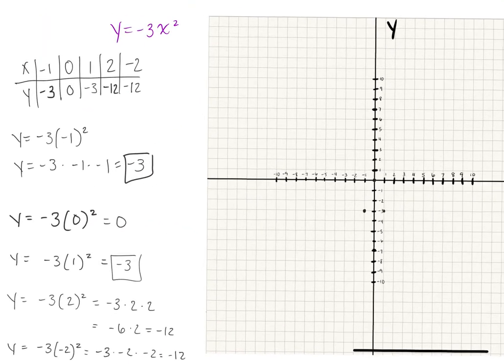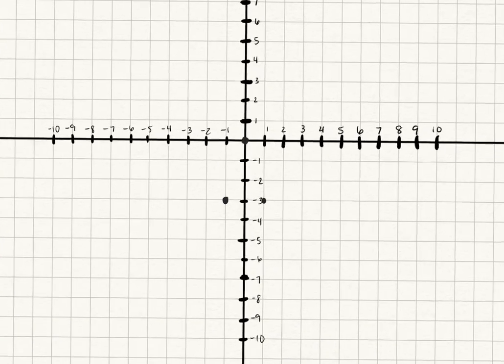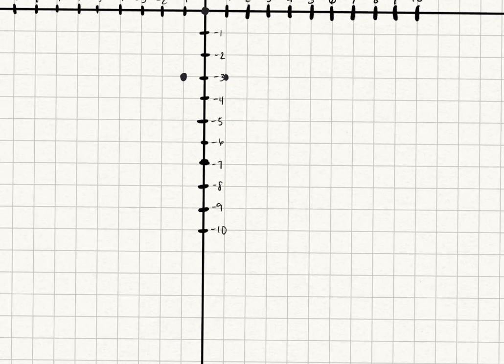And then at 2, we put negative 12, so 2, and then we're going to go down 12 units, so all the way down here. And then also at negative 2, our coordinate was negative 12.